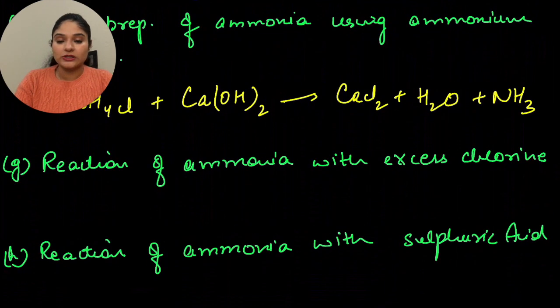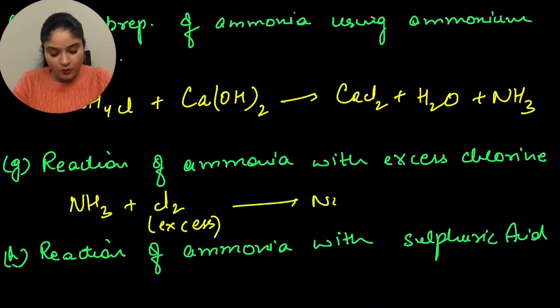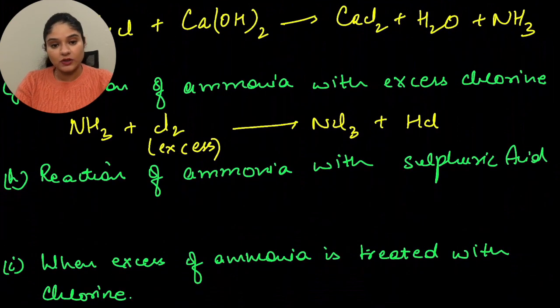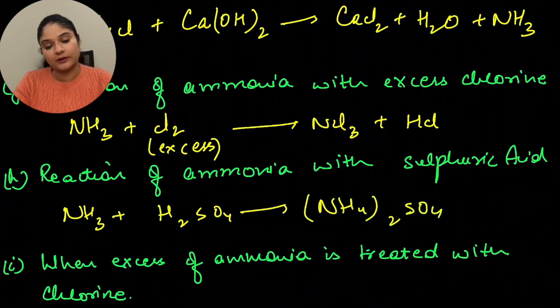The next question is reaction of ammonia with excess chlorine. So in this case your chlorine is excess again. What will that give you? Ammonia plus chlorine in excess will give you NCl3 plus HCl. The next is reaction of ammonia with sulfuric acid. That means ammonia plus sulfuric acid, H2SO4, will give you (NH4)2SO4.